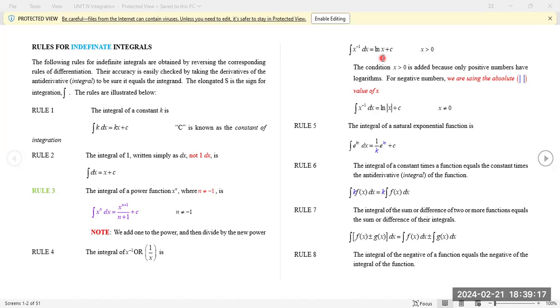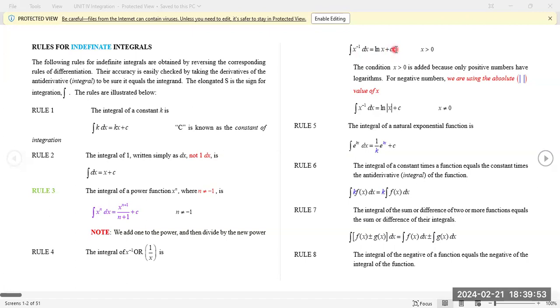So when I differentiate the ln function, I'm going to get 1 over x, right? And 1 over x is the same thing as x to the minus 1. So when I differentiate the ln function, I get 1 over x, which is the same thing as x to the minus 1. And when I integrate x to the minus 1, I'm going to get the ln function. And of course, because it's indefinite, I don't have an upper limit and I don't have a lower limit. It's going to be ln x plus c.